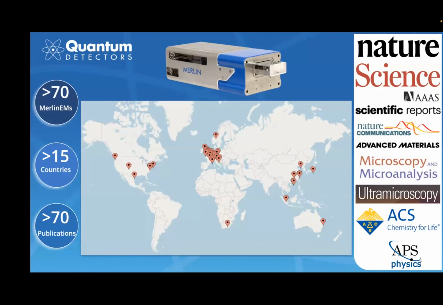And I would like to say that there is a vibrant community of Merlin users around the world. There are over 70 Merlins installed in more than 15 countries. I mentioned a few research highlights, but there are many more. Over 70 publications in high-end journals have been published so far.